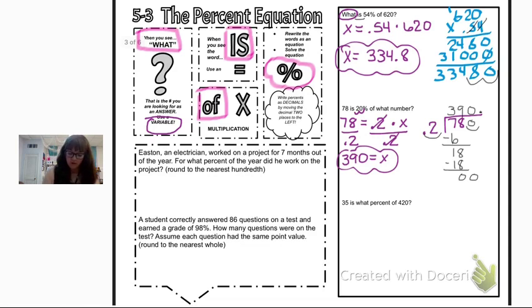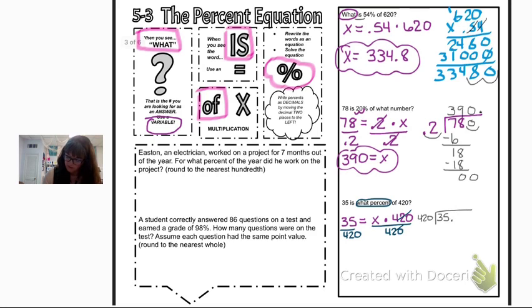35 is what percent of 420? Again, we'll use those keywords in our equation. 35 is what percent of 420? Okay, now I have to be careful here because this says what percent. So we'll have to write our answer in terms of a percent. So we undo multiplying by dividing. So we'll divide both sides by 420. And so we have 35 divided by 420.